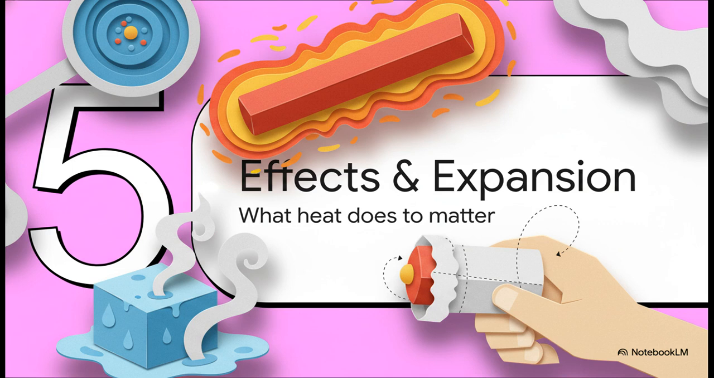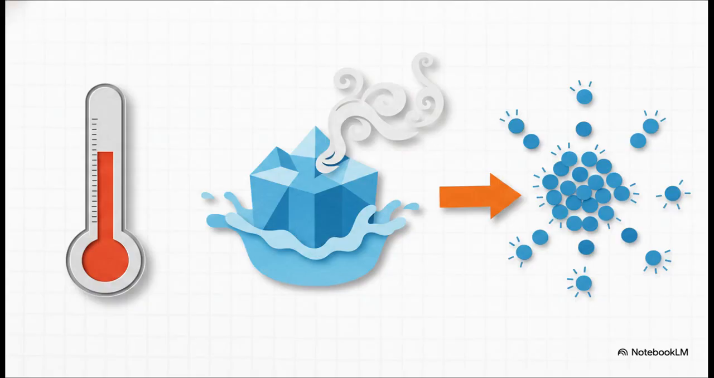Finally, Section 5, Expansion and Other Effects. Here's what heat actually does to matter. Let's zoom back out to the macro scale for a second. When we introduce heat energy into a substance, it triggers some pretty major physical changes. First, as we know, it increases the temperature. Second, it can completely change the state of matter. And third, it causes the physical expansion of substances, whether we're talking about solids, liquids, or gases.